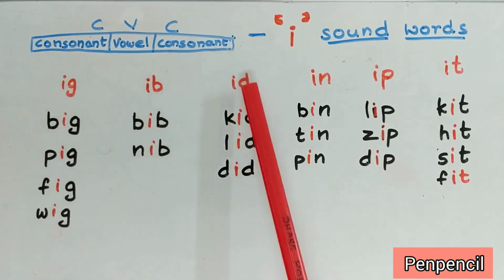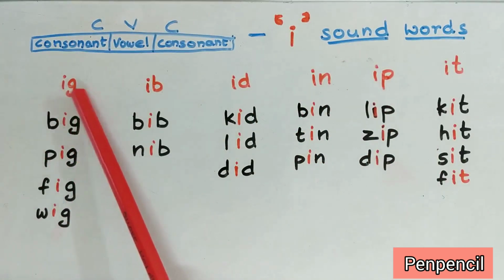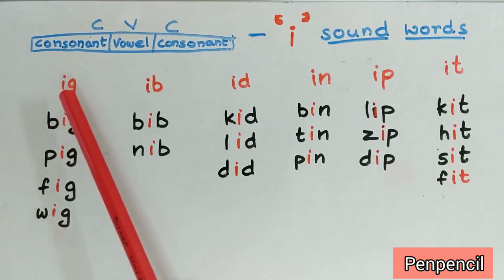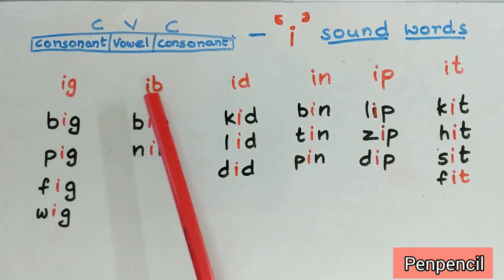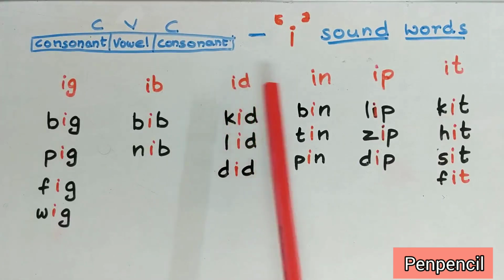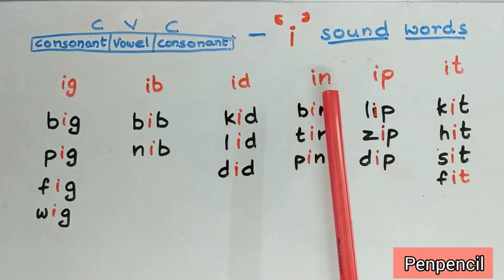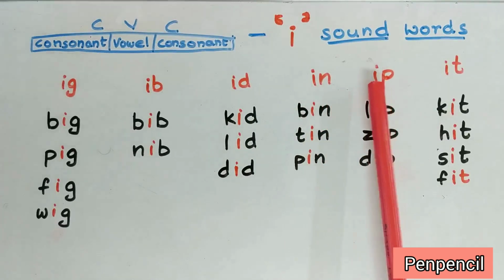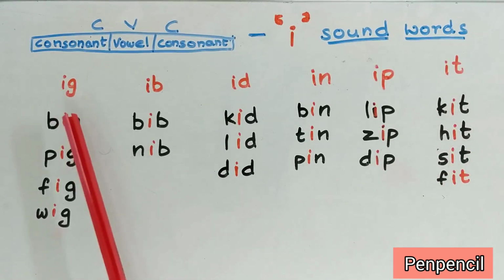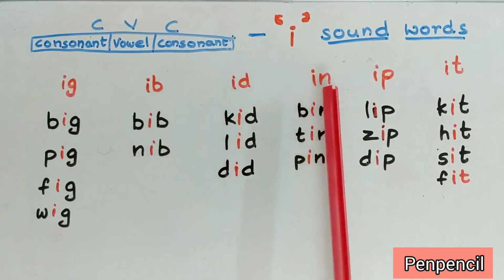Let us see two letter sound words first. I, G, ig. I, B, ib. I, D, id. I, N, in. I, P, ip. I, T, it. Now you are clear with the two letter sound words.